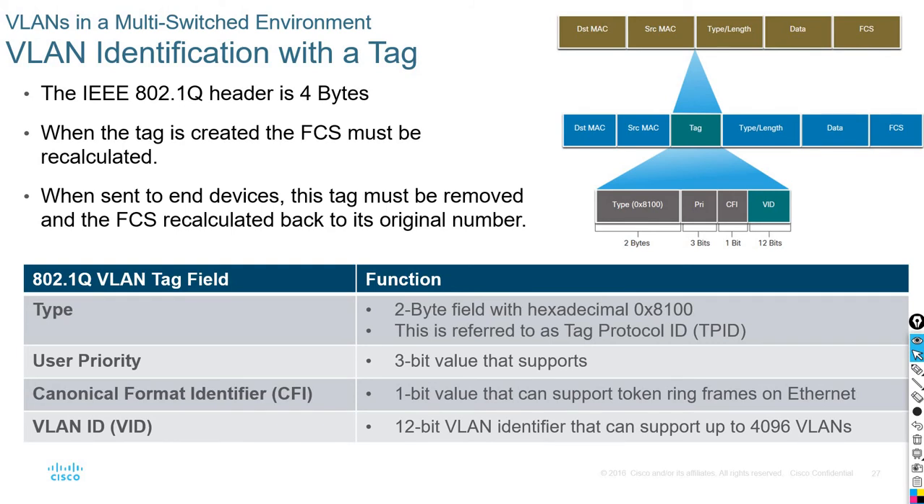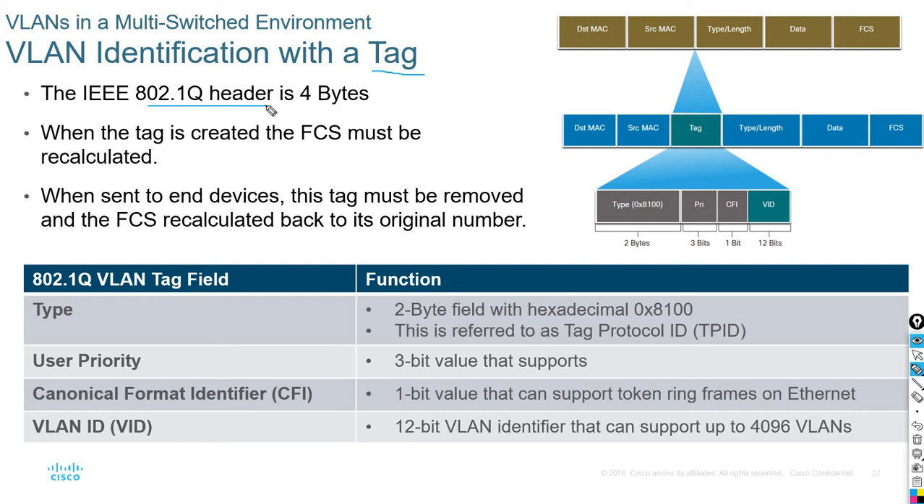VLAN identification with a tag. The standard Ethernet frame header does not contain information about the VLAN to which the frame belongs. For this purpose, when an Ethernet frame is placed on a trunk, information about the VLAN is added. This process is called tagging, which is accomplished by the IEEE 802.1Q header.